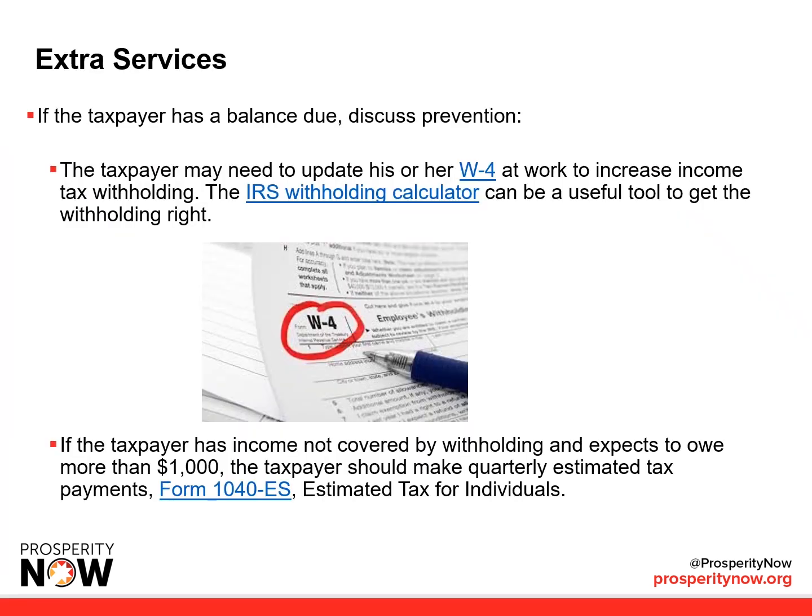If the taxpayer has a balance due, discuss some prevention tactics. The taxpayer may need to update their W-4 at work to increase their income tax withholding. The IRS withholding calculator can be a useful tool to get the withholding just right. If the taxpayer has income not covered by withholding and expects to owe more than $1,000, then the taxpayer should make quarterly estimated tax payments using Form 1040-ES.